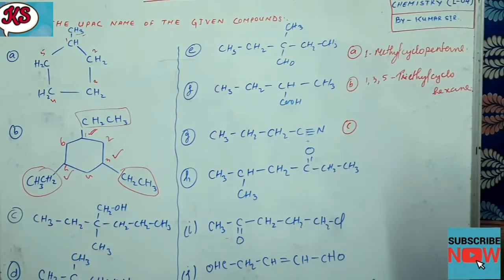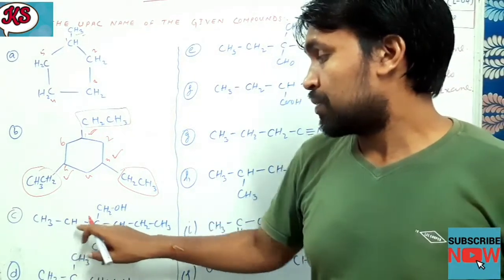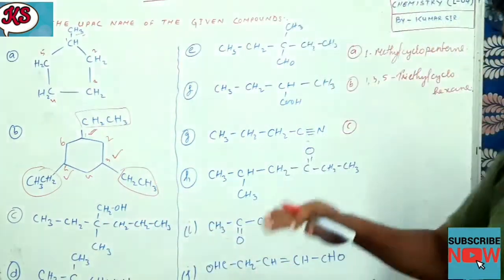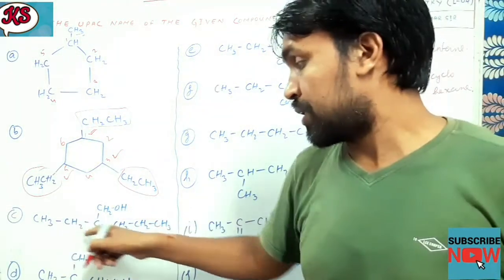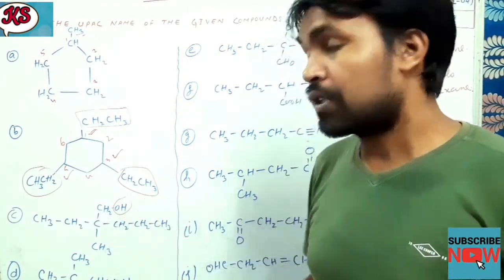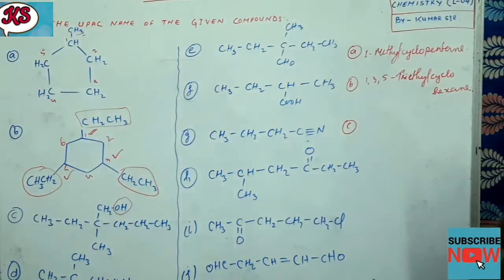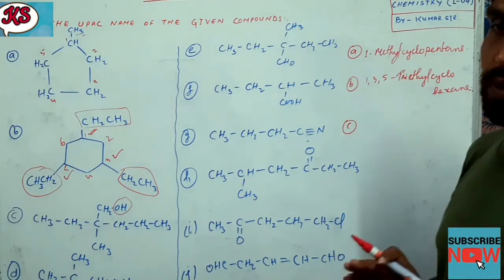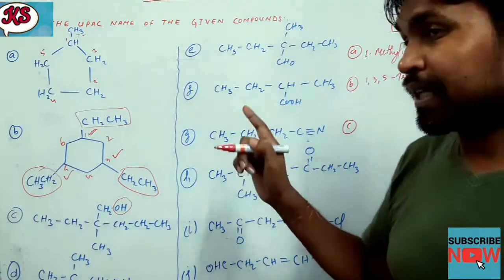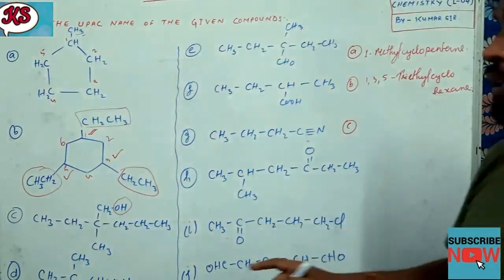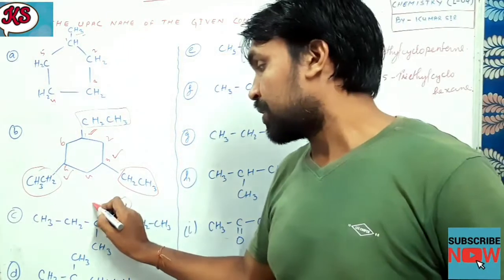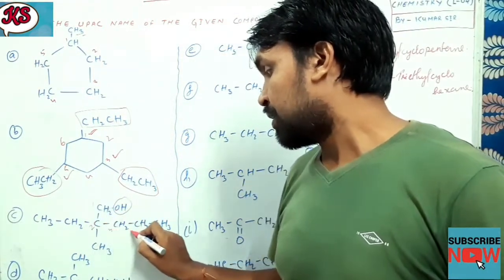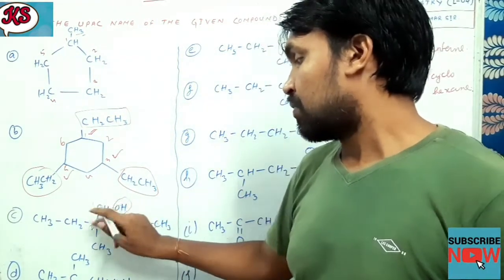So question number C, you see here 1, 2, 3, 4, 5, 6. If you go in the straight chain, we are getting the number of carbon 6. But when we go in the straight chain, the main functional group is not included in the main chain. So that is against the rule. So we cannot go this way. So we have to take the main chain in such a way that the functional group is included in the main chain. So if I start the numbering from here, 1, 2, 3, 4, 5. So this one will be the main chain.